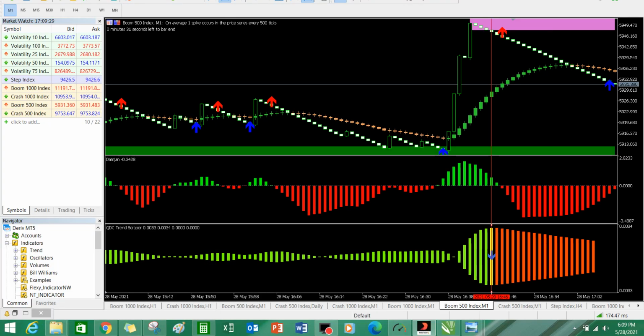So this is what I want you guys to do. I know this might be a bit technical for you guys, but this indicator will make it very easy for you. So all I want you to do is to have this setup on your demo account, then practice with it. Practice everything I have explained in this video.